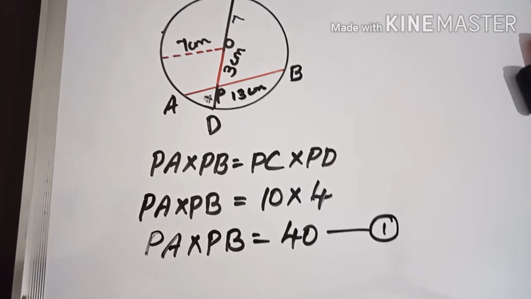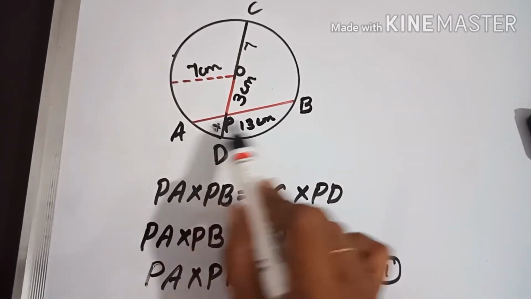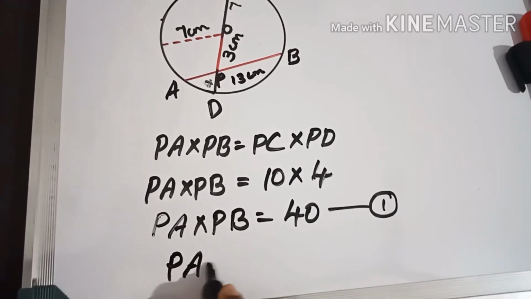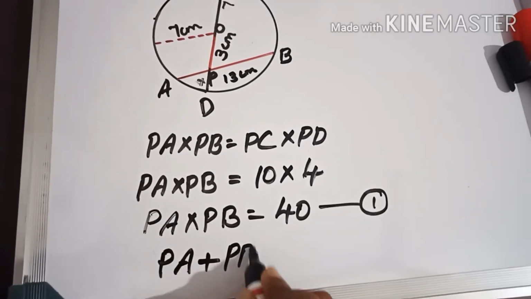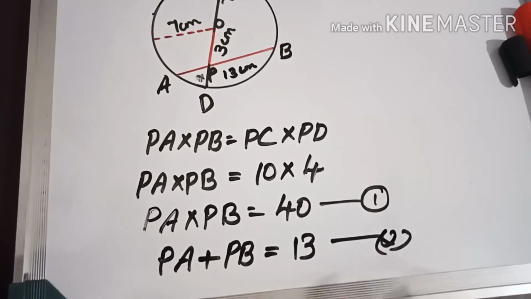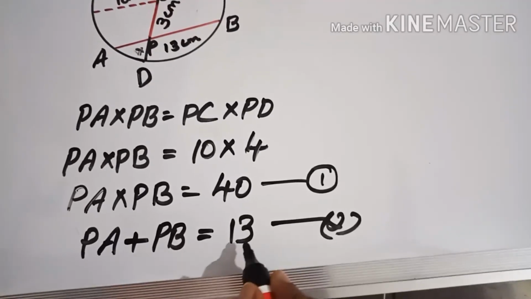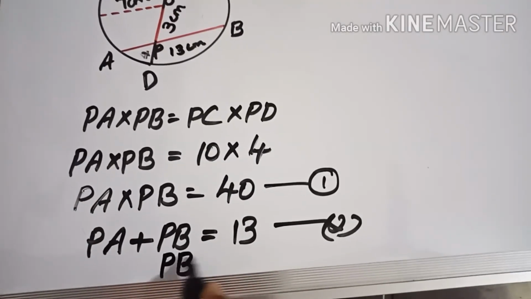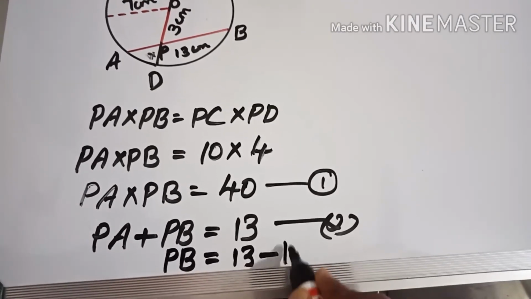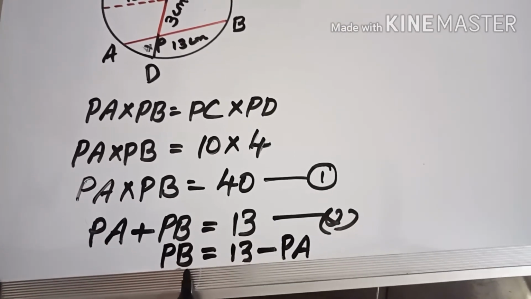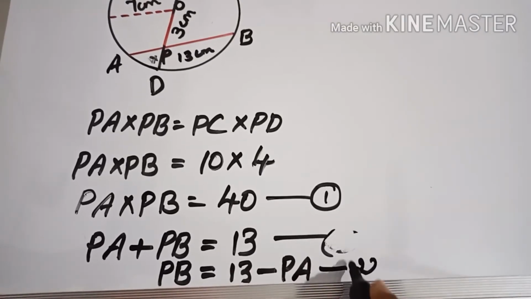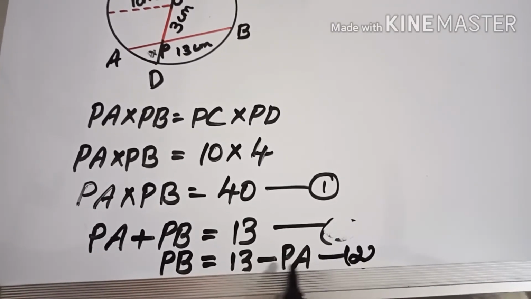Let's take this as the first equation. And this chord's total measurement is 13 centimeter. That is, when we add these two parts, PA plus PB, we will get 13 as the answer. From this, when we find PB, PB will be 13 minus PA. Here it is the second equation: PB equal to 13 minus PA.